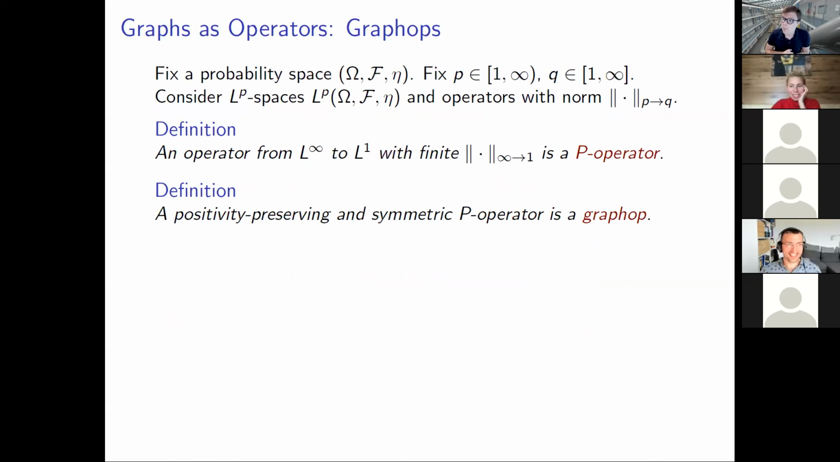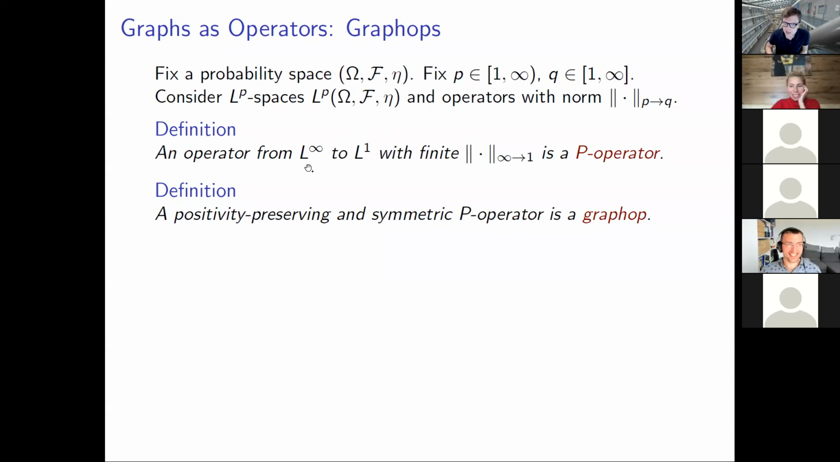So what are Graphops? What is the operator viewpoint associated to this sort of theory? So the idea is you fix a probability space. And you can think of this omega as the space of nodes. I will give examples in a second. Then the associated sigma algebra, and you fix a measure. For example, if this would be a sufficiently discrete set, you put a uniform measure. If this would be an interval, you put Lebesgue, for example. So you can choose the measure. And then you fix some p and q, and then you consider the usual L^p spaces, and you look at operators that have a well-defined norm from p to q.